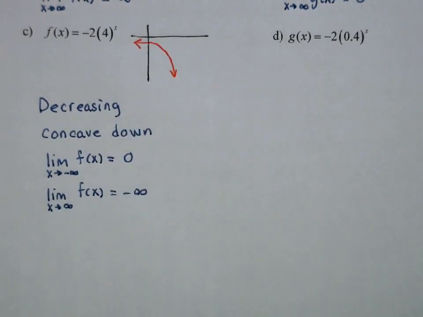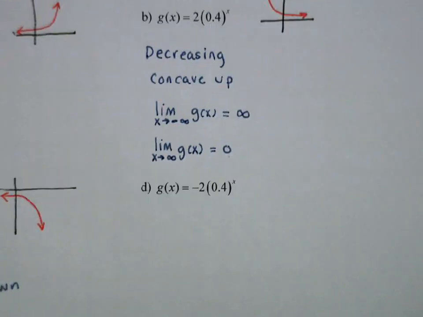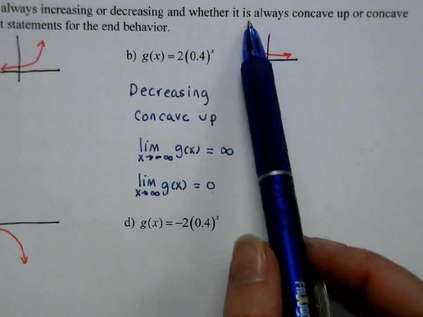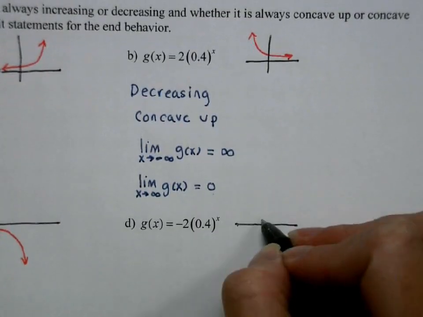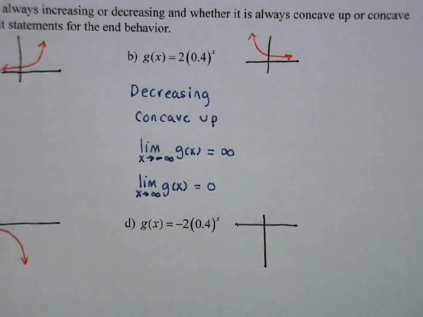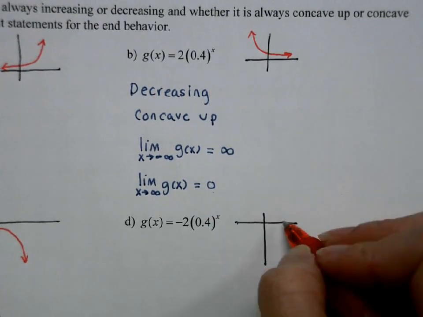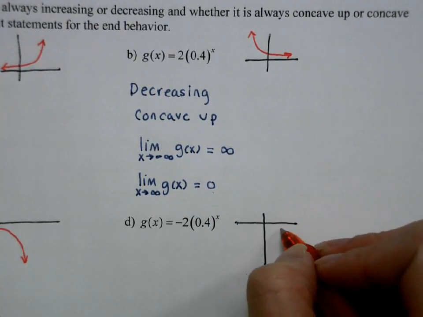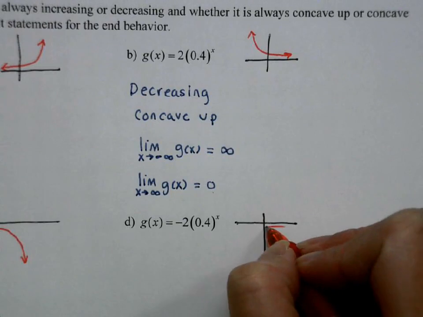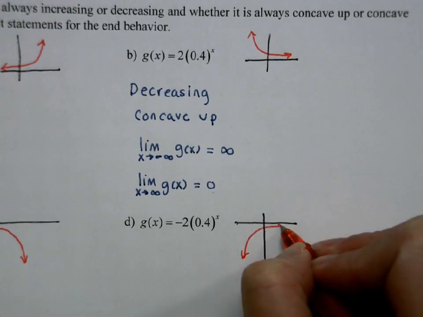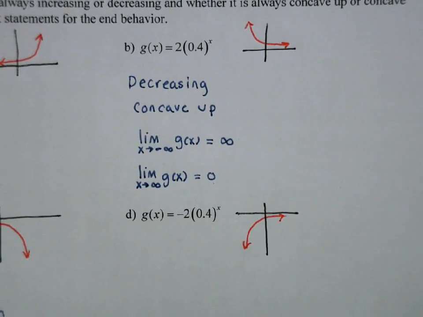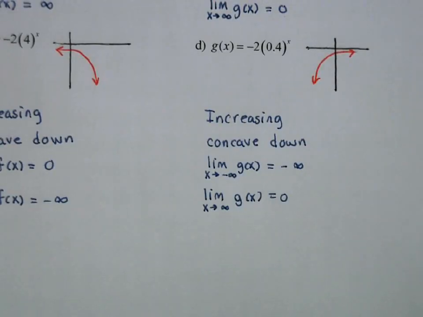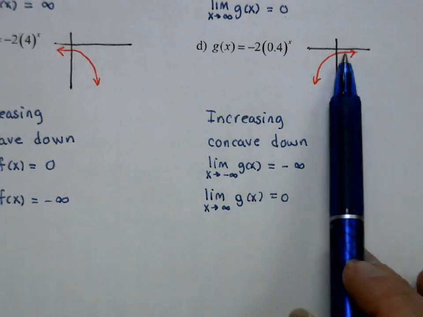For this one, we're going to take the graph of exponential decay and flip that over. Okay, so just a reflection there, and then we can get our characteristics. So this one is always increasing, always concave down, and goes to negative infinity when x goes to negative infinity and approaches 0 as x increases without bound.